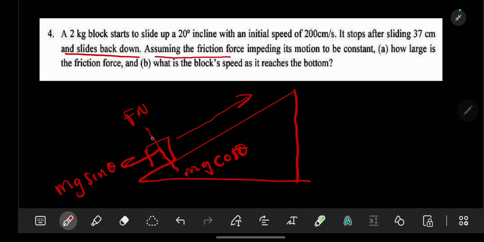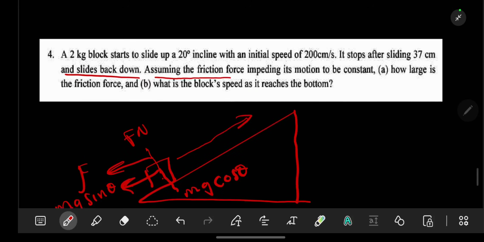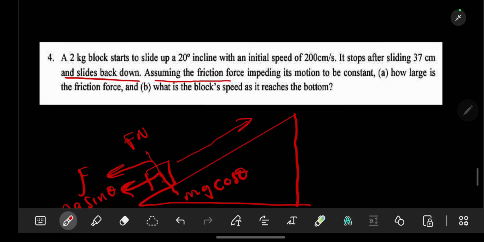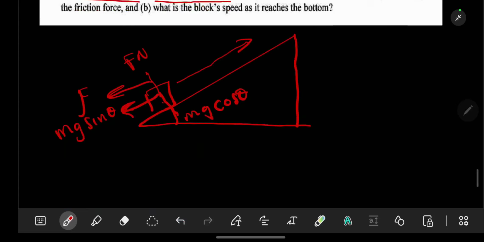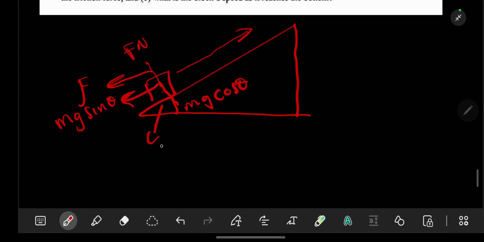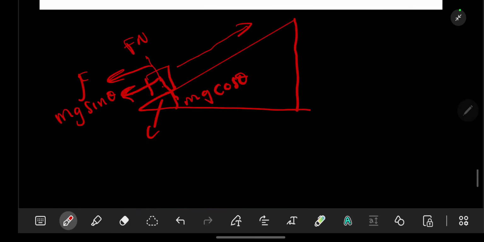Then if we are moving up there, the frictional force should also be moving in this direction. So we are told that it slides up like that. We are told that the angle is 20 degrees, so we can put the angle here, 20 degrees.